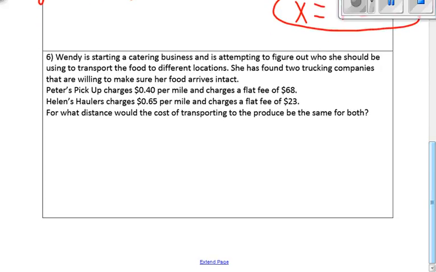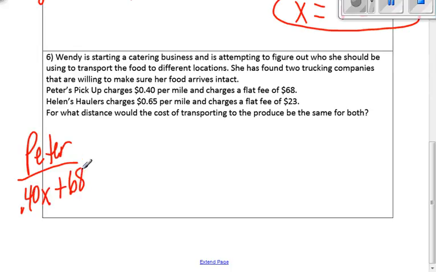Wendy is starting a catering business and is attempting to figure out who she should be using to transport the food. She has found 2 trucking companies that are willing to make sure her food arrives intact. Peter charges 40 cents per mile, so 0.40x or 0.40m, plus a flat fee of $68. And Helen charges 65 cents per mile, plus a flat fee of 23. For what distance would they cost the same?